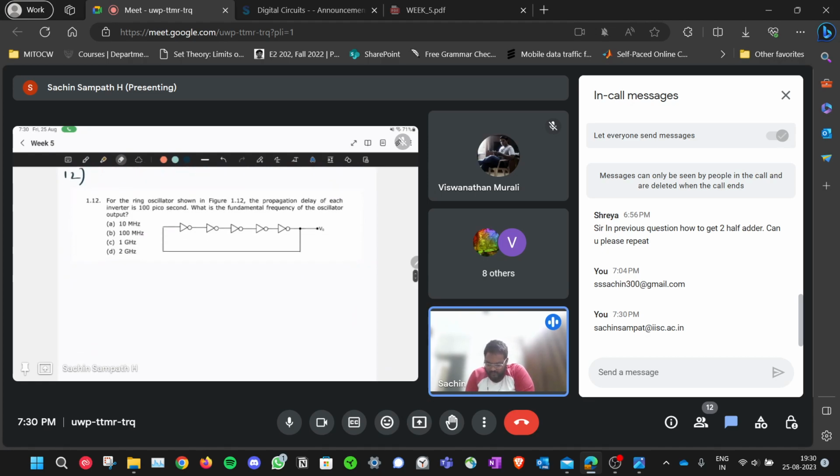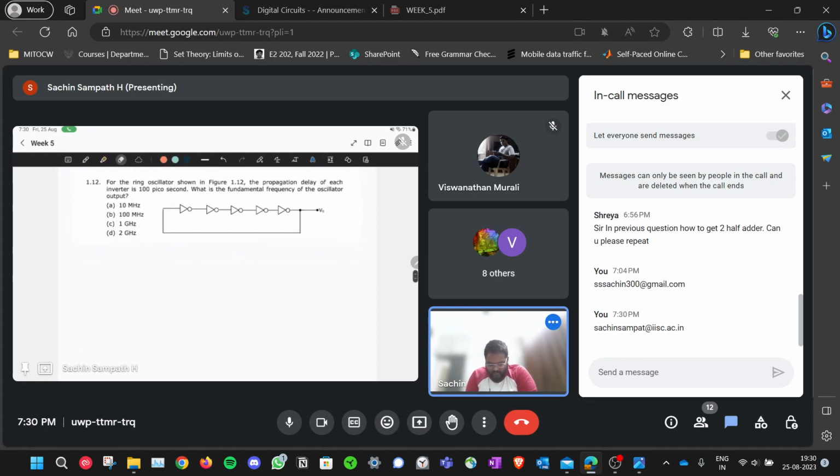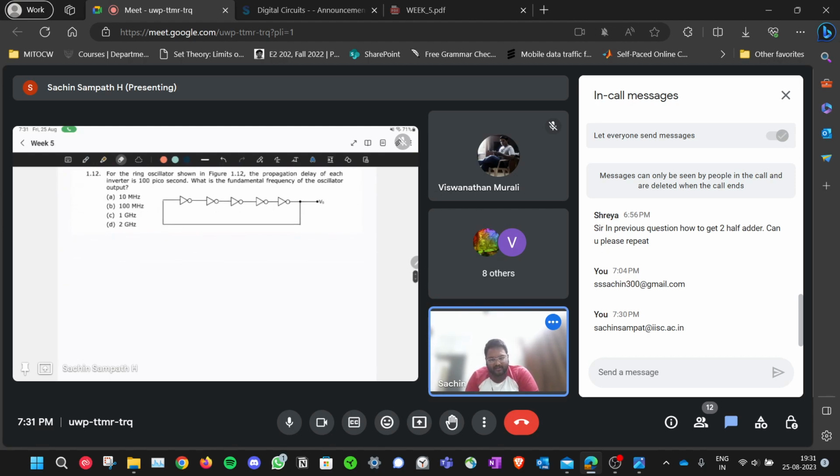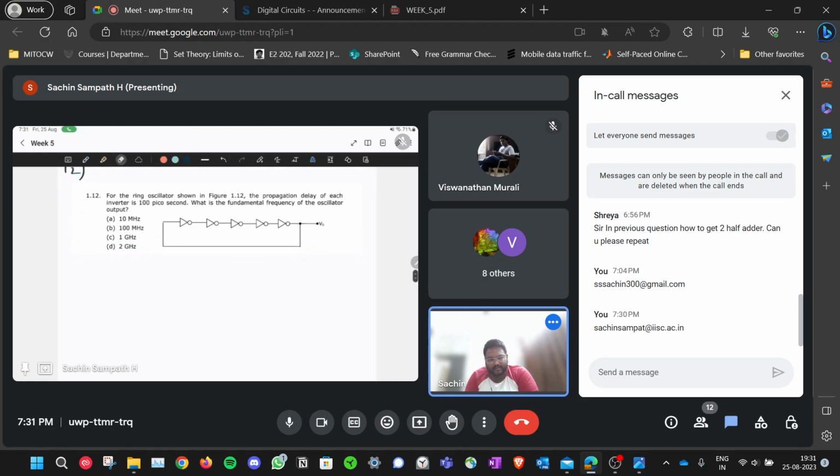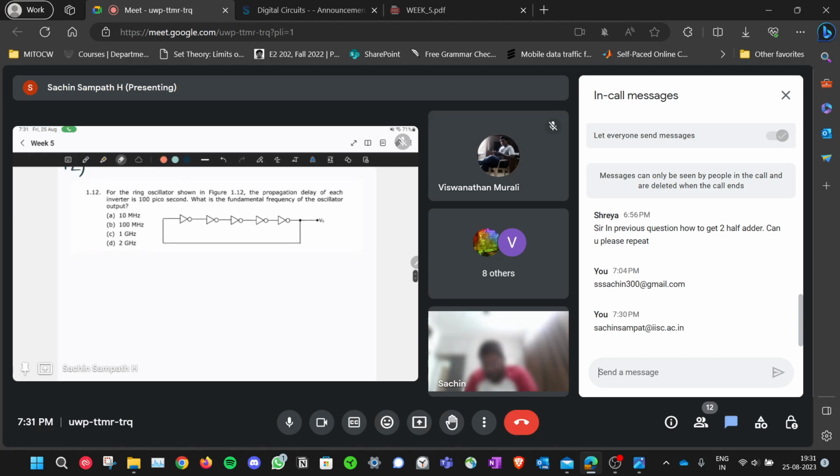See, for the ring oscillator shown in figure 1.12, propagation delay of each inverter is 100 picosecond. What is the fundamental frequency of the oscillator output? Anybody has any idea how to solve this? Well, for those who don't know what whatever multi-vibrator you said, for those who don't know, what should they do?